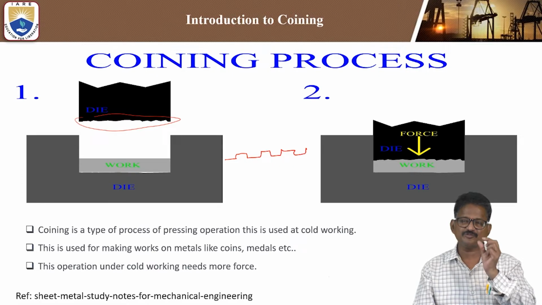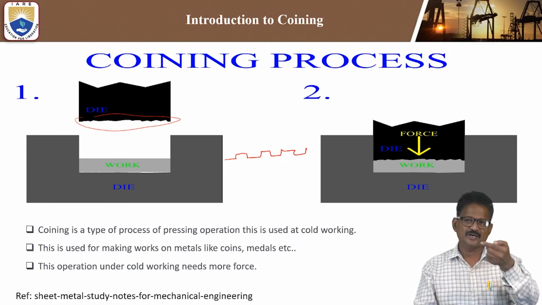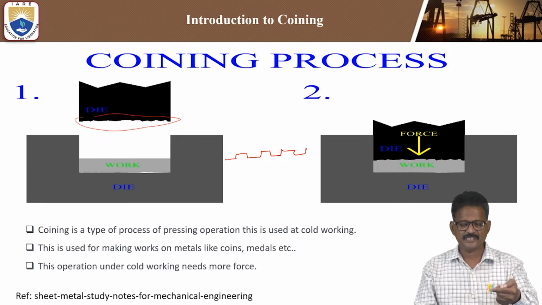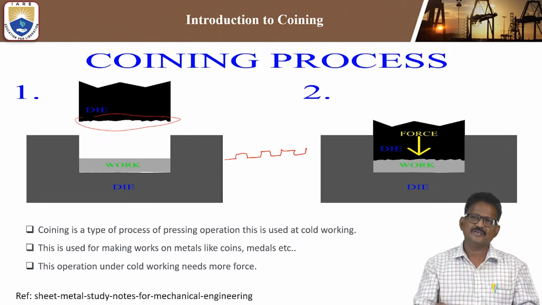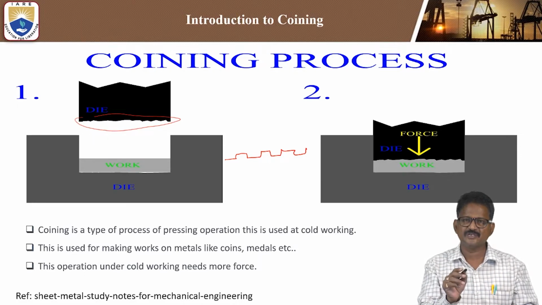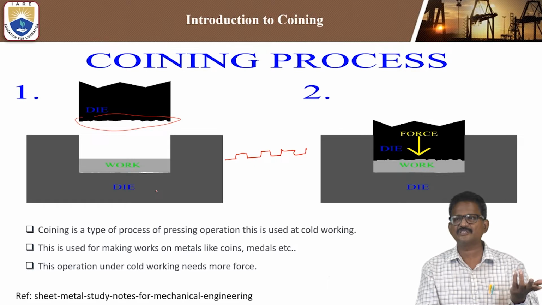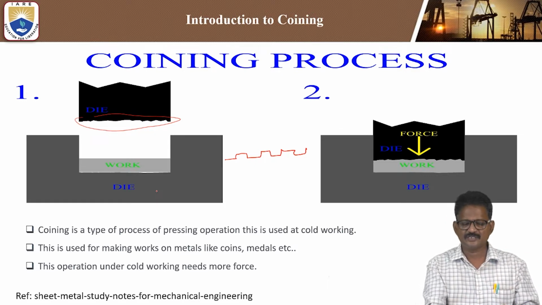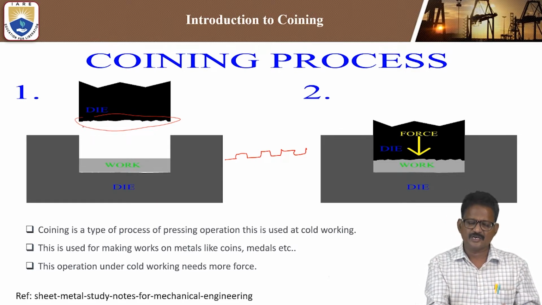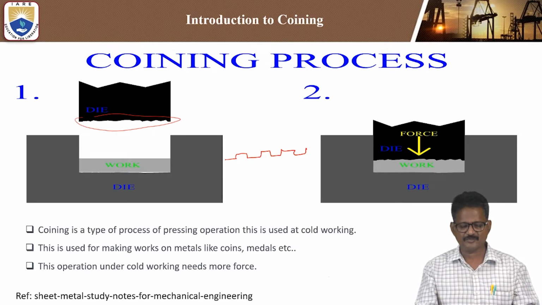But in the case of cold working, no heating is done. The workpiece is kept in the die, and by applying the punch, whatever the shape of that punch, this is called the lower die, that is the upper die, we can also call it the punch, the same appearance as in the die below can be produced in the workpiece. This is a simple metal coining process.